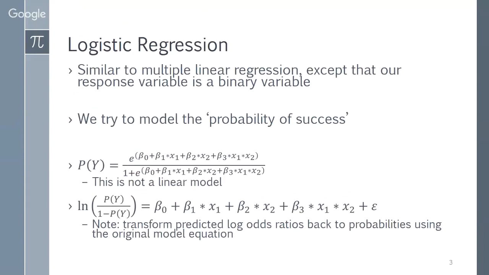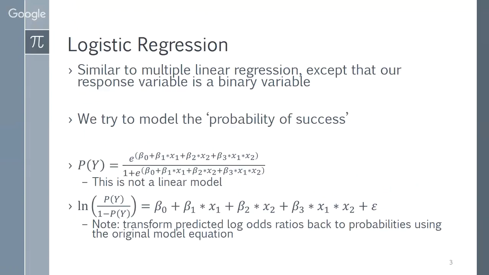So what is logistic regression? Again, it's very similar to multiple linear regression, except now our response variable is binary. In biostatistics, one of the most common variables that we regress is survival and death. So what may cause death, for example? Does smoking mean that you are more likely to die or less likely to die, or whatever the case may be? And we try to model the probability of success.